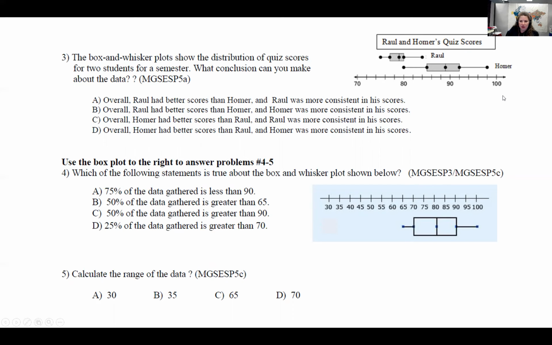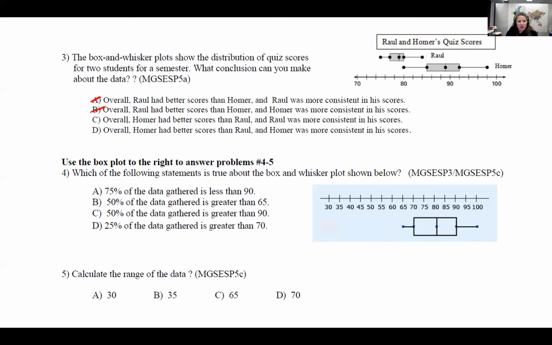Number three, the box and whisker plot shows the distribution of quiz scores for 2 students for a semester. So we have Raul and Homer. What conclusion can we make? Overall, Raul has better scores than Homer, and Raul is more consistent in his scores. Well, I agree that his scores are more consistent because his box is a lot more narrow, but overall, he does not make better scores than Homer. Homer's is over here in the higher range. So A is out.